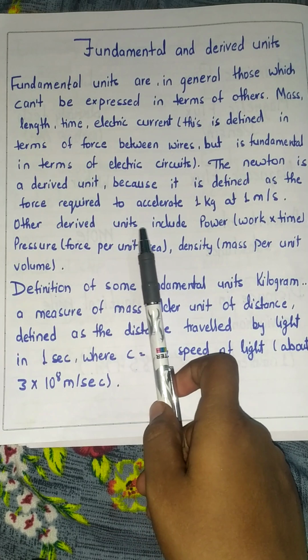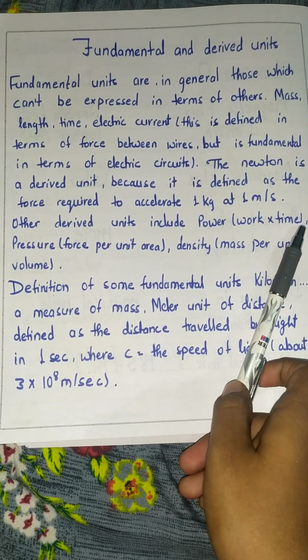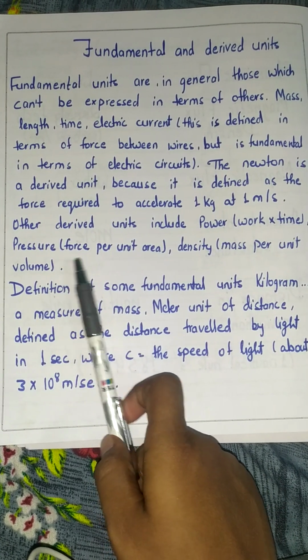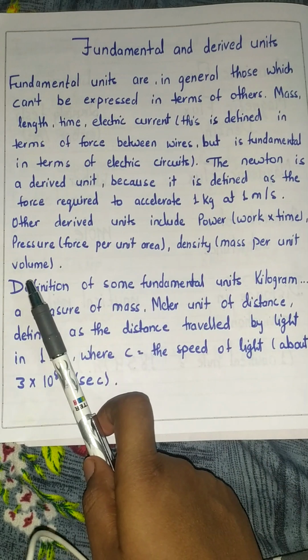Other derived units include power, work multiplied by time, pressure, force per unit area, density, mass per unit volume.